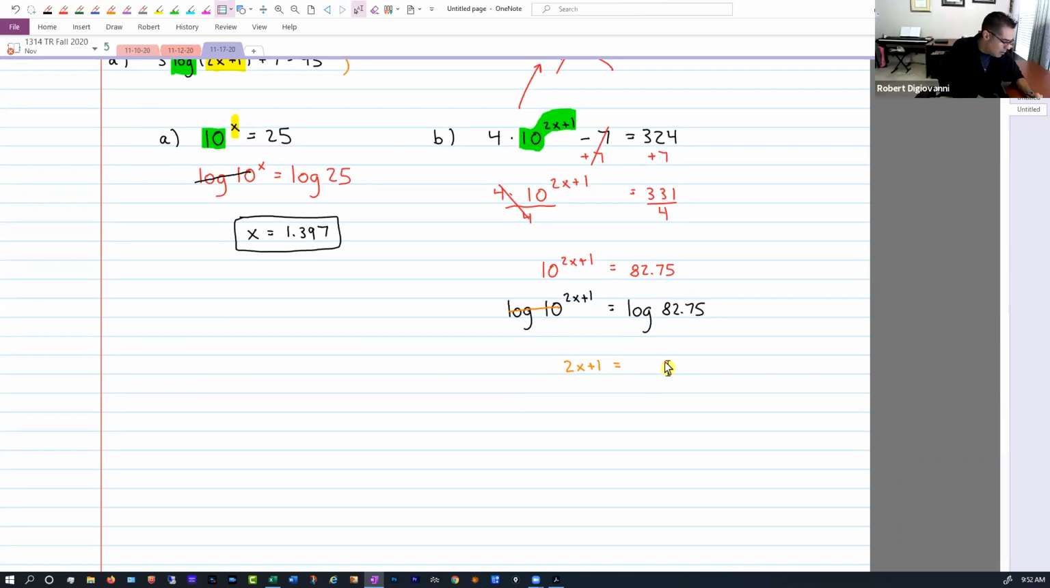1.92? Okay, I'll confirm that. Yep, that's what I got. 1.92. There we go. And now again, you have a linear equation. We're just going to solve for x. So we subtract 1, subtract 1. That gives us 2x equals 0.92. And then we divide both sides by 2. So you should get, I think, 0.46.